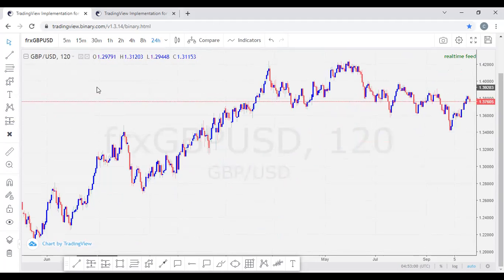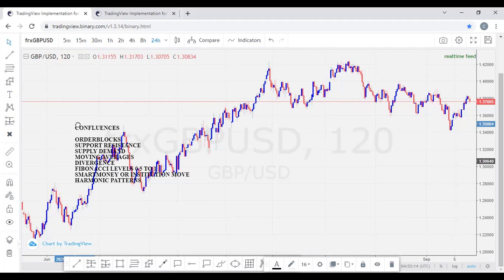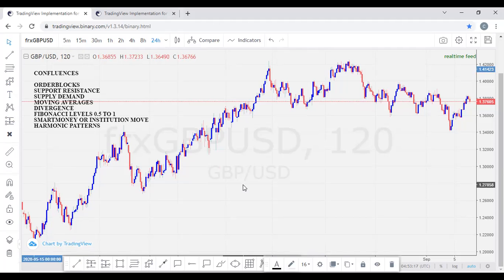So let's bring out our confluences again. These are our confluences, right? Let's keep this here. So now let's look at this market. This market was bullish. We are seeing a series of higher highs and higher lows.